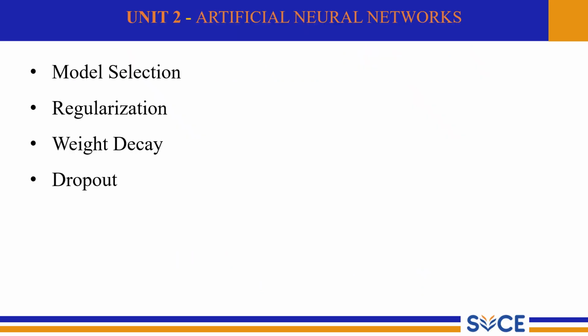Here are the remaining topics under Unit 2: Model Selection, Regularization, Weight Decay and Dropout. Model selection is the process of choosing the best model architecture or configuration for a given task. It involves comparing different models based on their performance metrics and selecting the one that balances accuracy and complexity.